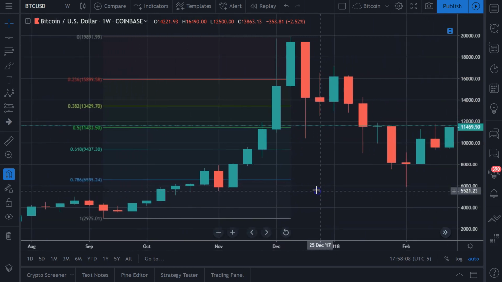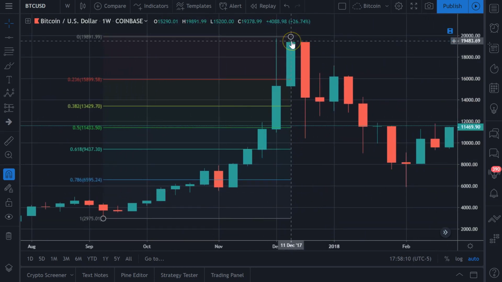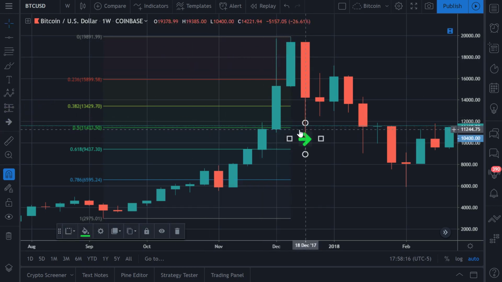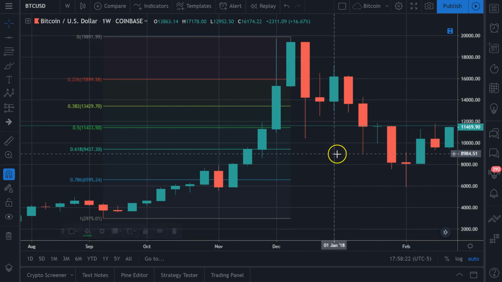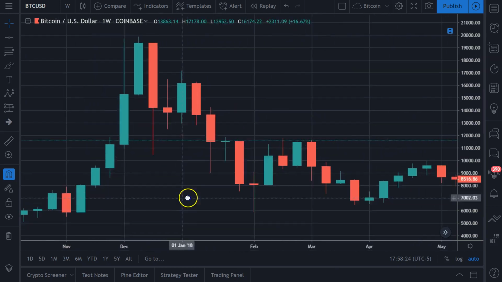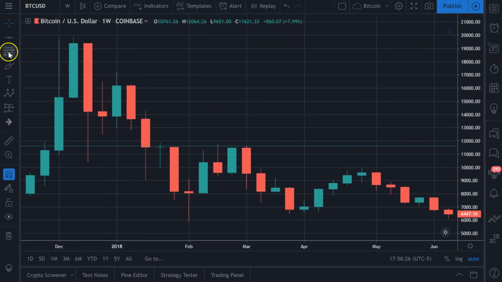So guess what happened? Right after it topped out on December 11th, the very next week, it slammed down into that 50 fib. And then a couple of weeks later, it slammed down into that 61 fib, and then we had our bear market. So here's the crazy thing. That was the bull market. If you look at the bear market and you're drawing this in a downtrend, you just draw it the opposite way. You go from your high to your low.